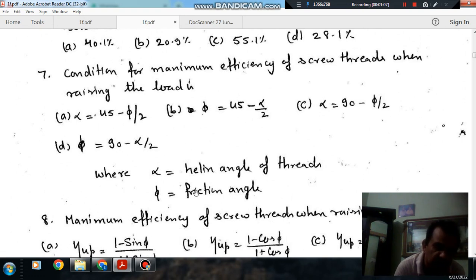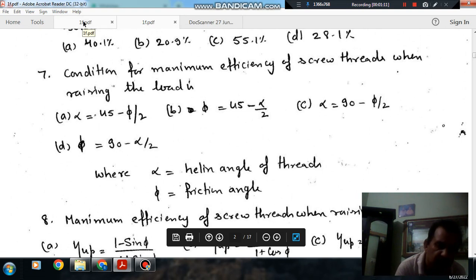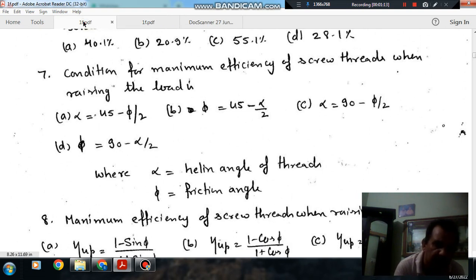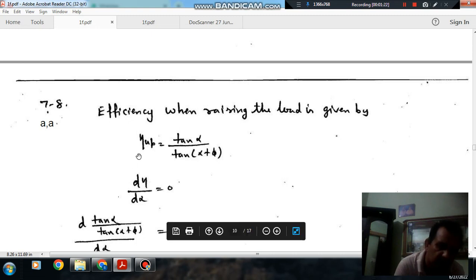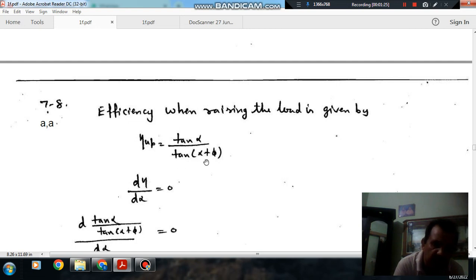These are two questions based on the maximum efficiency of a screw thread when the load is moving up. So we are assuming that the load is rotating with the screw and it is moving up, and for that the efficiency formula is tangent alpha divided by tangent alpha plus phi.